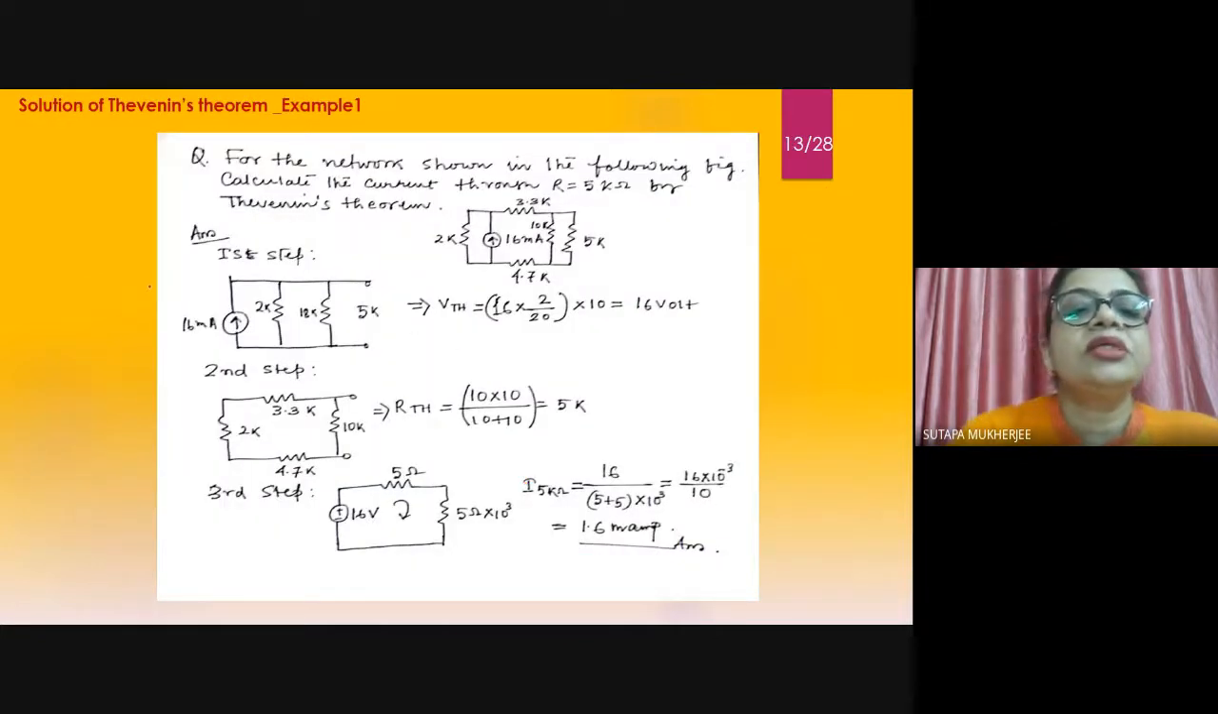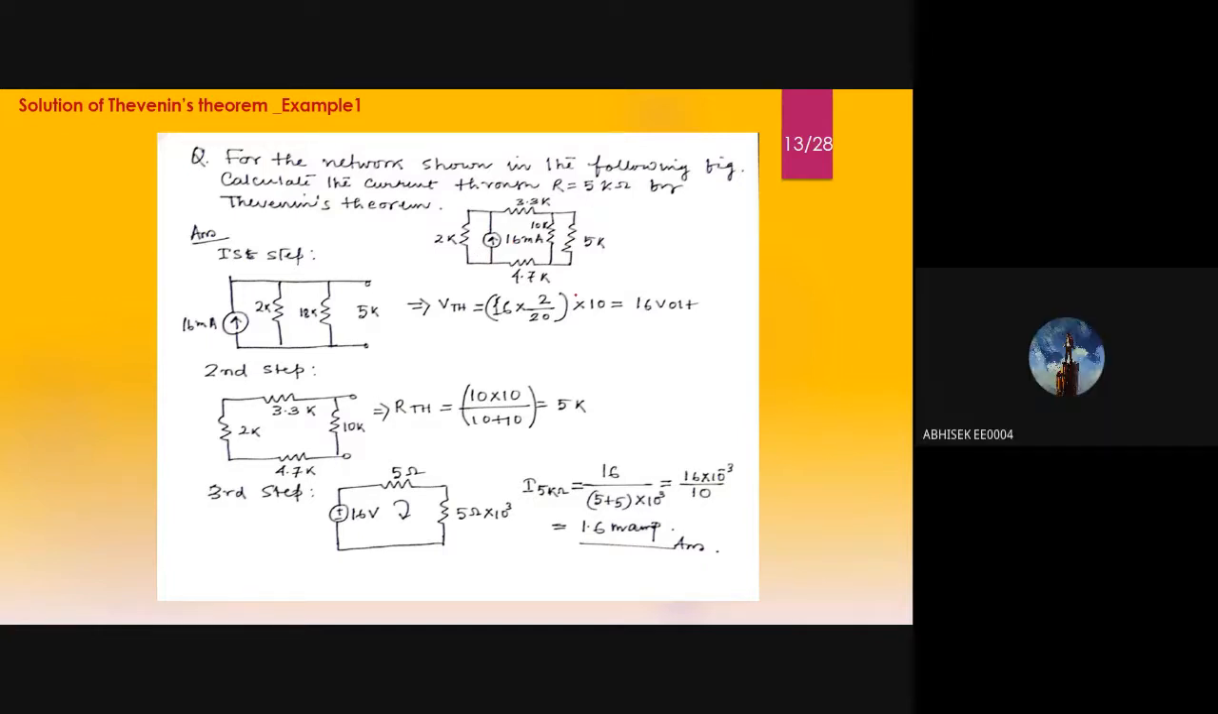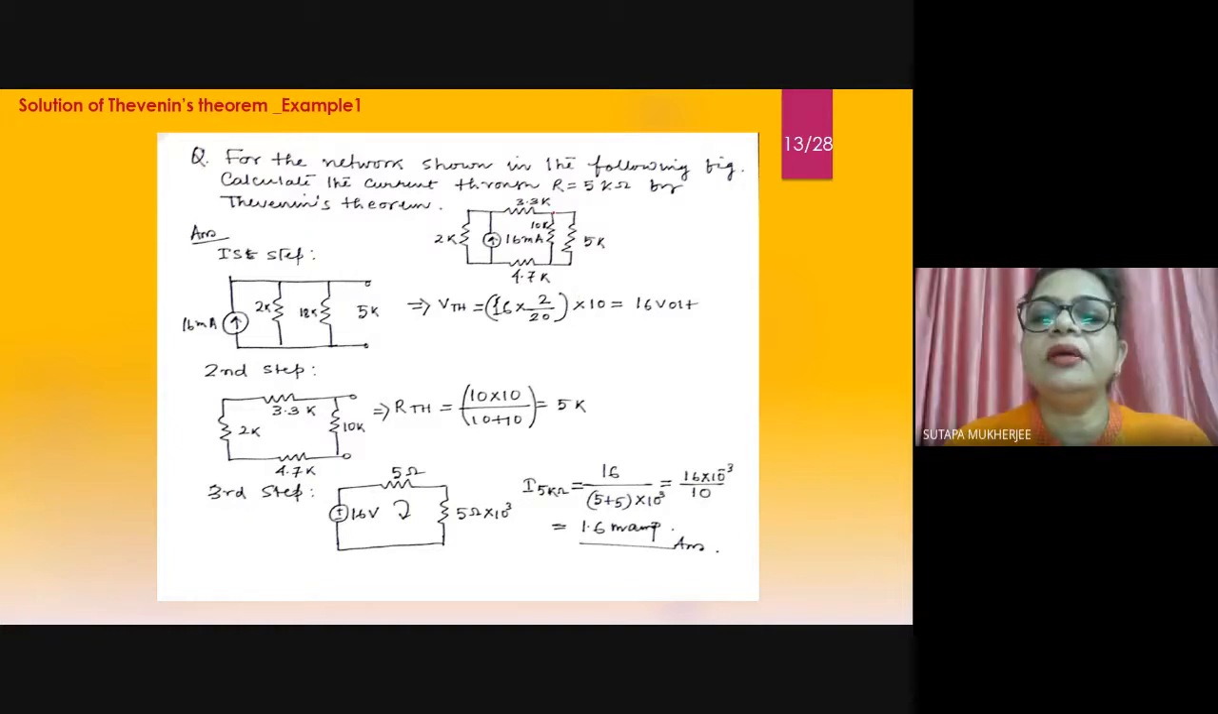Okay, so this is a problem. You write down the problem and do the solution with me for the network shown in the figure. This is a 60 milliampere current source. Is it visible clearly? Yes, ma'am. So 3.3K is a resistance, 2K, 10K, 5K, 4.7K. So there are five resistances: 2 kilo ohm, 3.3 kilo ohm, 10 kilo ohm, 4.7 kilo ohm, and 5 kilo ohm. And the current flowing through this is 16 milliampere.